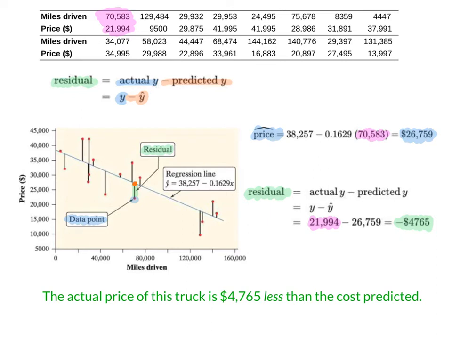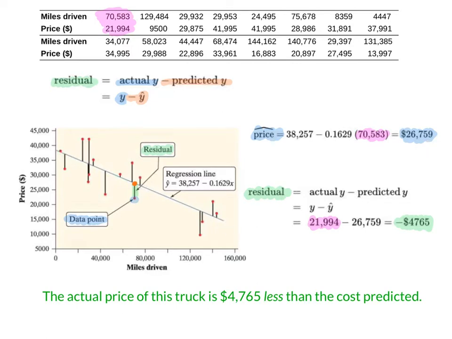So let's actually find the residual amount for one data point. Let's take the first data point that we have, which is a Ford F-150 that was driven 70,583 miles, and it cost $21,994. What a deal? I don't know. So on that blue line here, if we wanted to predict what another Ford F-150 could cost, we'd take our regression line formula and plug in 70,583 miles into that, and we would get the predicted cost.